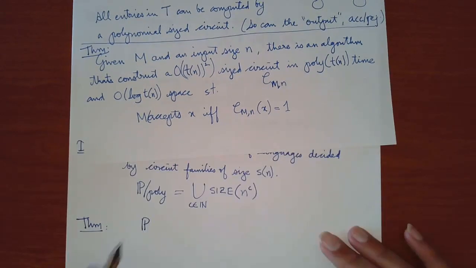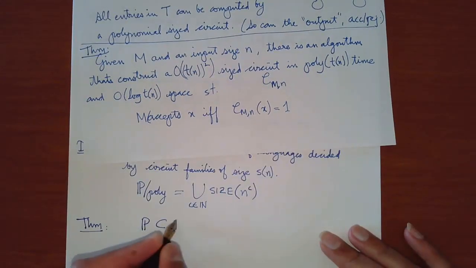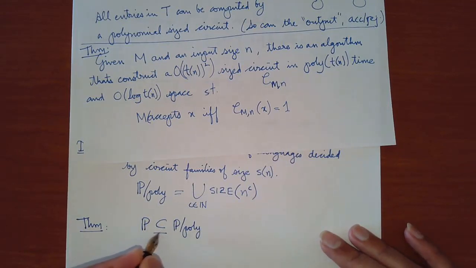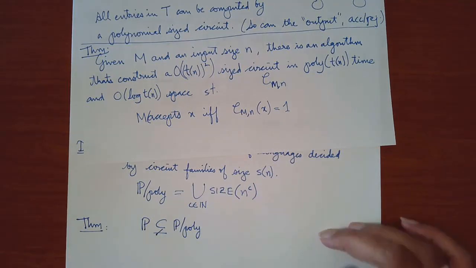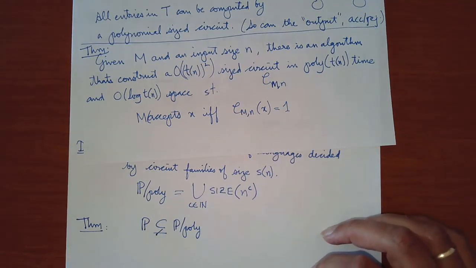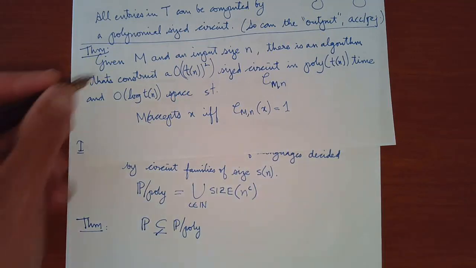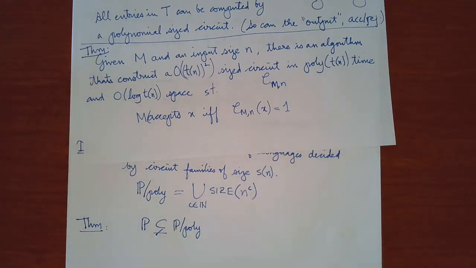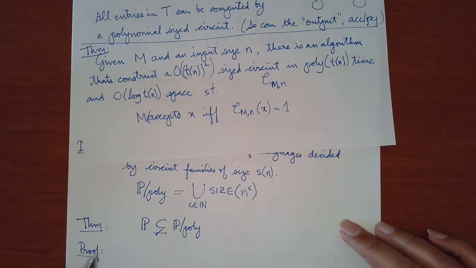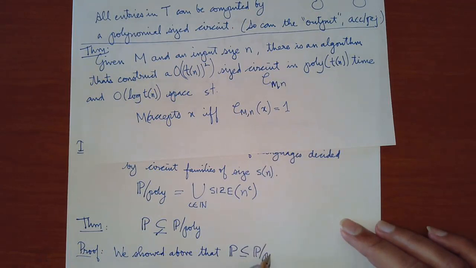P is in P/poly. And actually, I can do even better. I can show it's a strict subset. There exist functions that are computable by polynomial-sized circuits that cannot be computed in polynomial time. So for the proof, I'll say we showed above that P is a subset of P/poly.